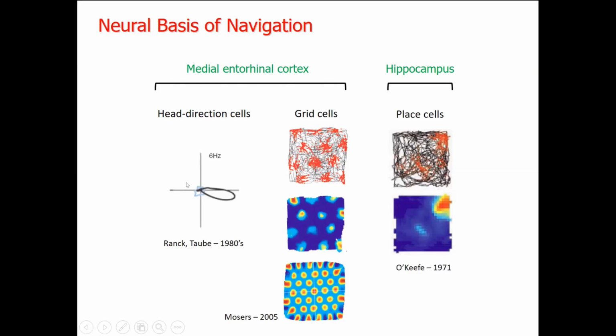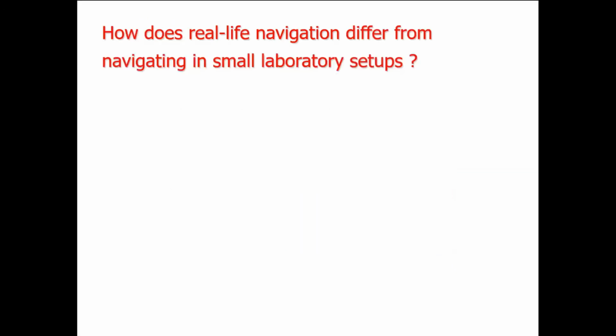And then there are head direction cells, neurons that don't care so much about where I am in space, but more about the direction. So here's an example of a neuron that fires mostly when an animal looks east. Another neuron might fire when the animal looks north, etc. So this is sort of like a neural compass. So, okay, we have neural maps in the brain, neural distance meters, and neural compasses in the brain. So these are all the elements, if you'd like, in order to build a navigation system. Now, what we ask in my lab is, how does real-life navigation differ from navigating in small laboratory setups? So you can give several answers.